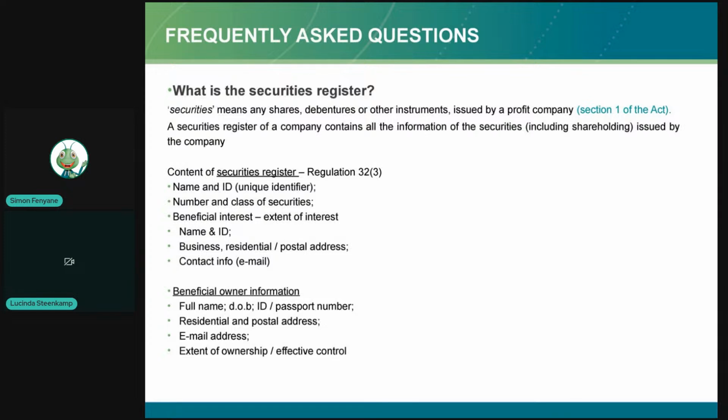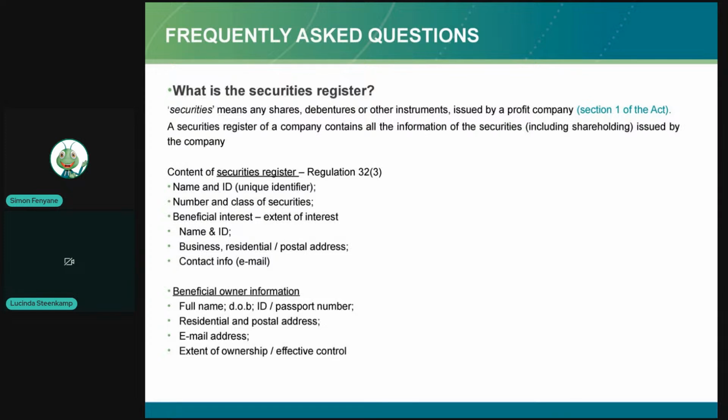The content of the securities register is detailed in Regulation 32(3), and it's also provided on the CIPC website, where we published template examples for you on what the securities register needs to look like, what the mandate needs to look like, and what the beneficial interest register needs to look like. I'm not going to go through all of that now in the interest of time, but that is the content in terms of the legislation that needs to be in your securities register.